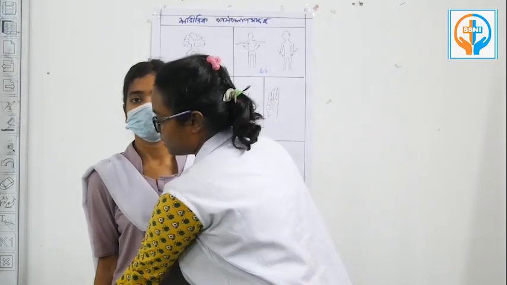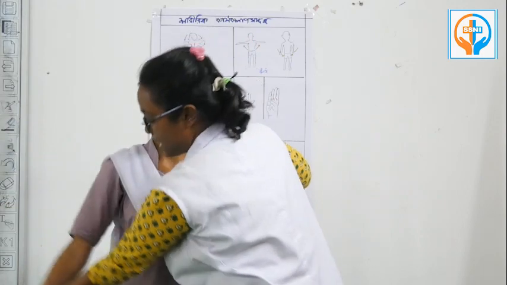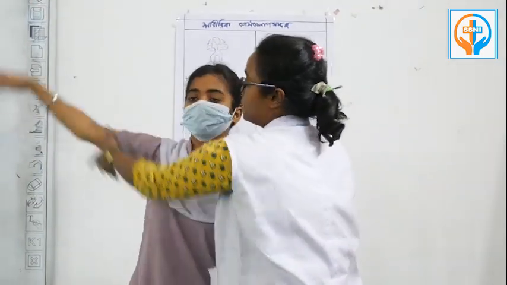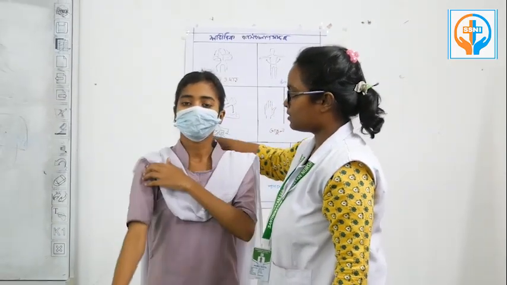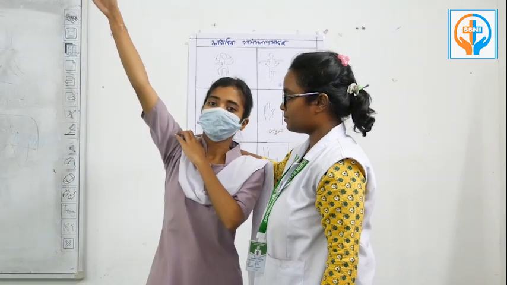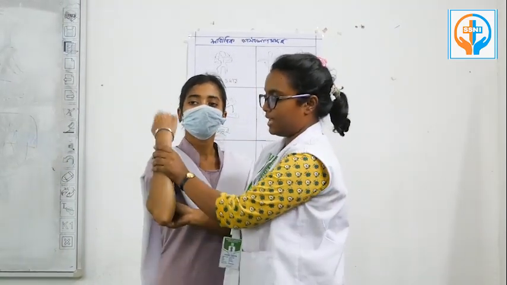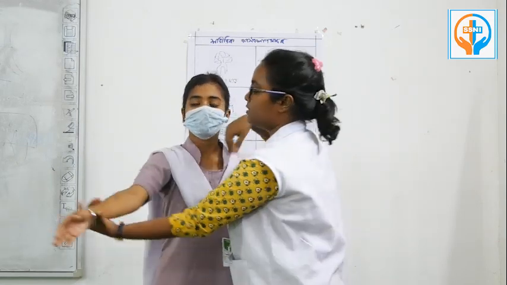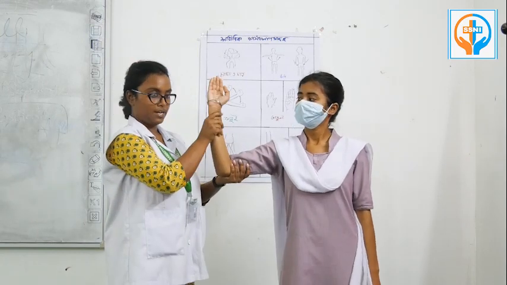First, flexion, extension. Abduction, adduction. And rotation of the shoulder. Next is elbow. This is flexion, extension. Pronation, supination.